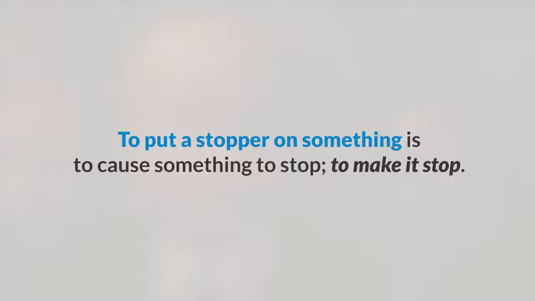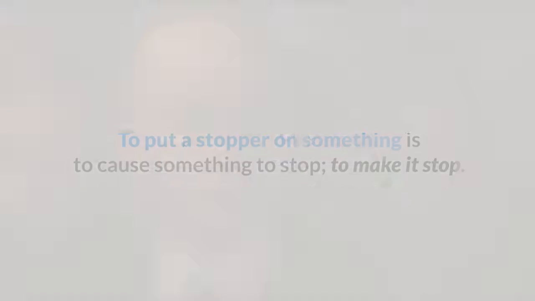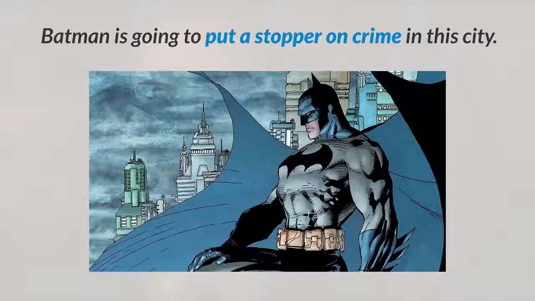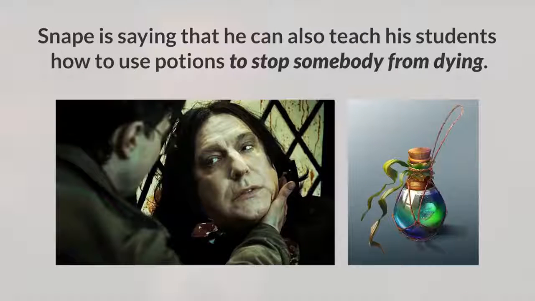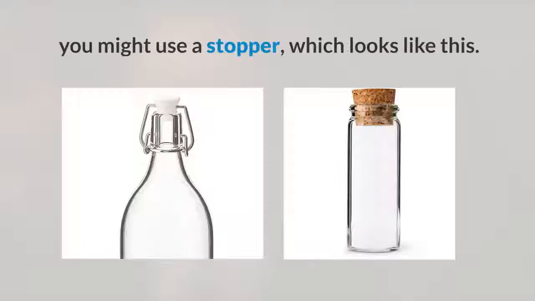death. To put a stopper on something is to cause something to stop, to make it stop. Example, Batman is going to put a stopper on crime in the city. Snape is saying that he can also teach his students how to use potions to stop somebody from dying. However, this is also a bit of a play on words because in order to close a bottle, you might use a stopper, which looks like this.